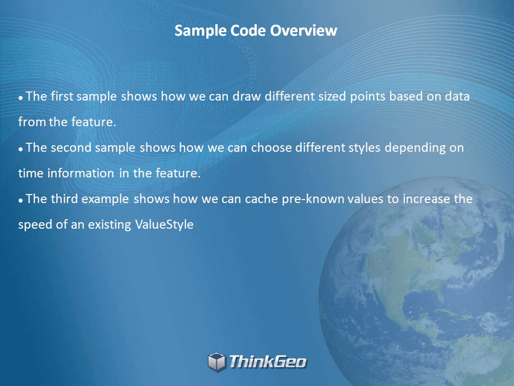The third example shows how we can cache pre-known values to increase the speed of an existing value style. What we're going to do in this sample is take the value style and bolt a little cache onto it. It's going to display the world capitals again with different styles based on their population rank, but that population rank is going to be cached. This is going to increase performance slightly because when the feature gets requested, it's not going to need to go out and query the DBF every time it's rendered.